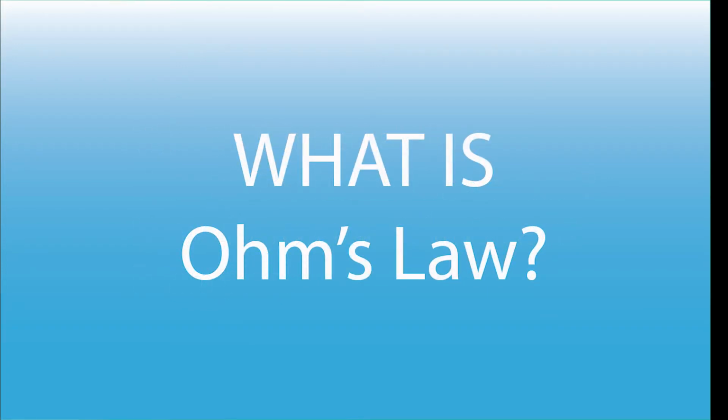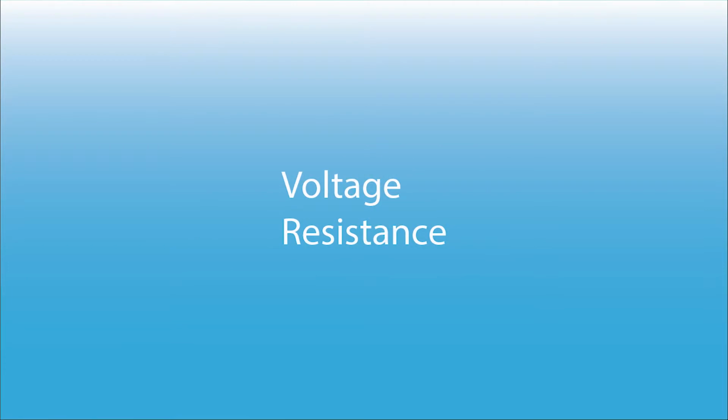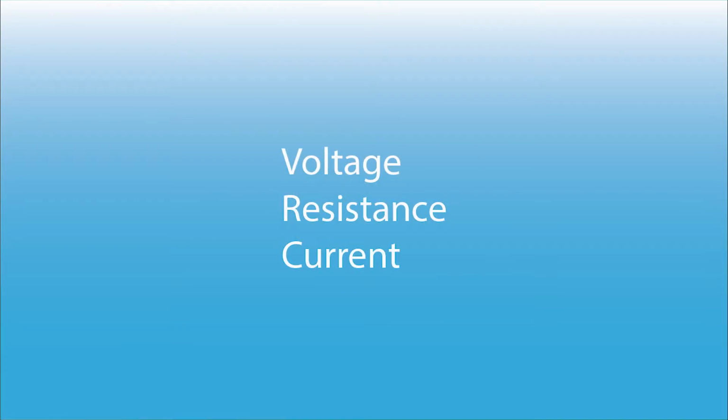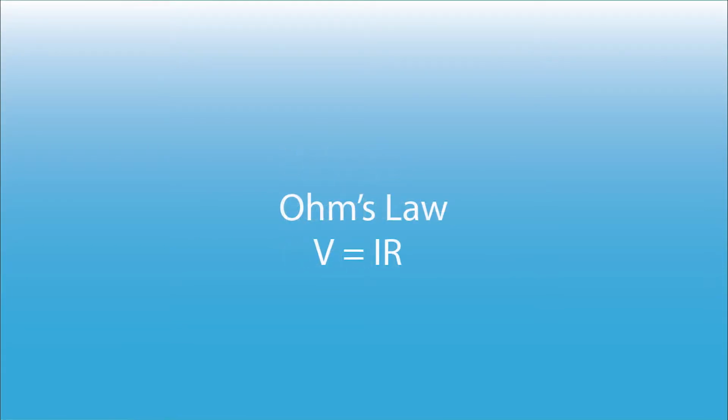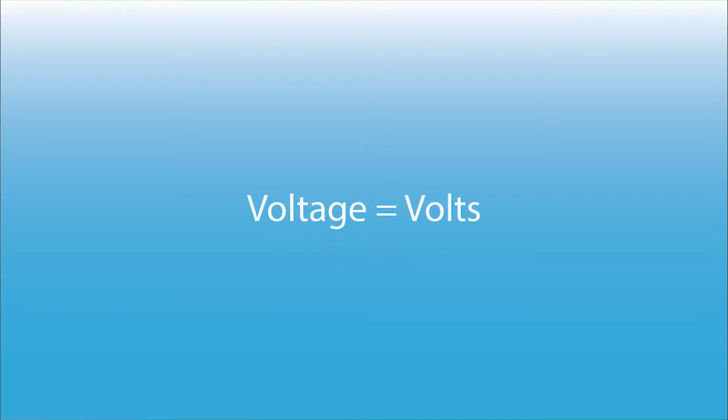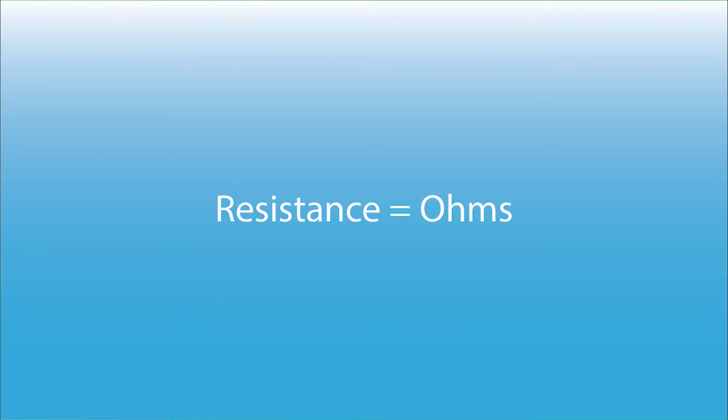Ohm's Law describes the relationship between voltage, resistance, and current. It's really simple. Voltage equals current times resistance. Let's take a second and talk about the units because it is important. Voltage is measured in volts, current is measured in amps, and resistance is measured in ohms.